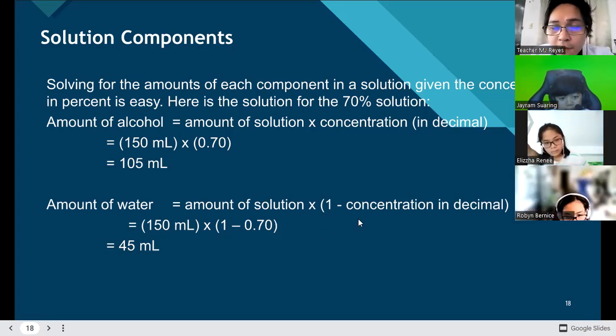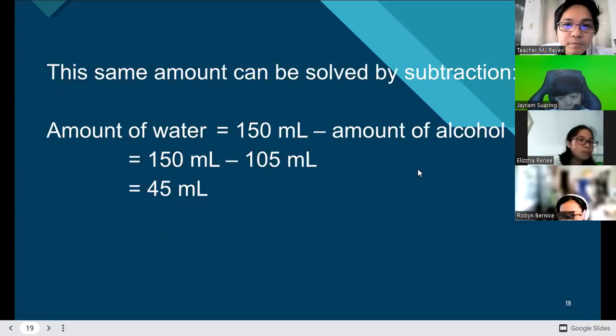We still have 5 minutes. Let's discuss this first. This same amount can be solved by subtraction. So if we subtract, the amount of water is equal to 150 ml minus the amount of alcohol, which is 105 ml. The result is 45 ml. That's the amount of water.